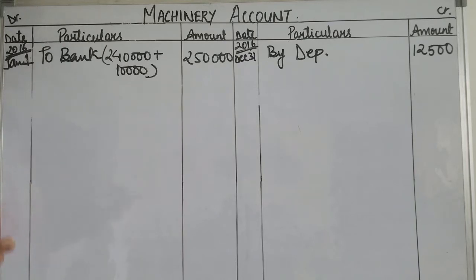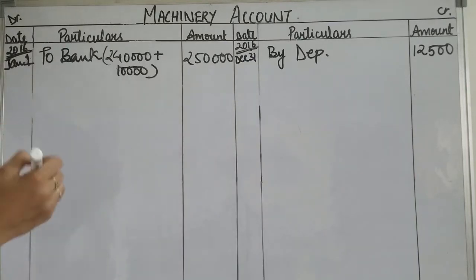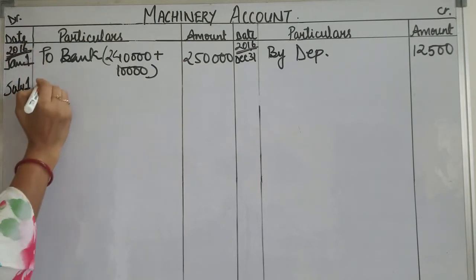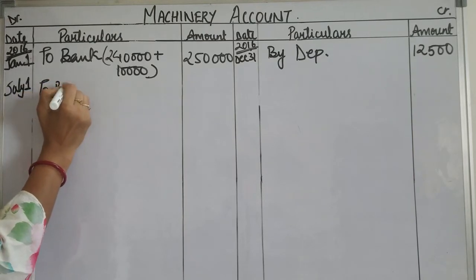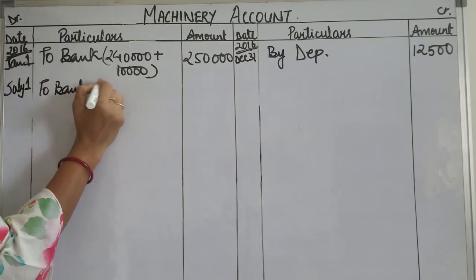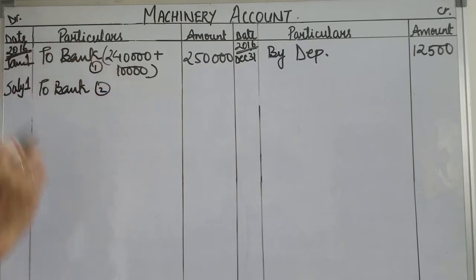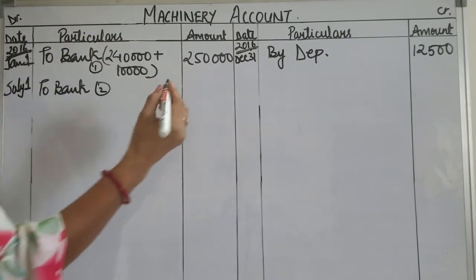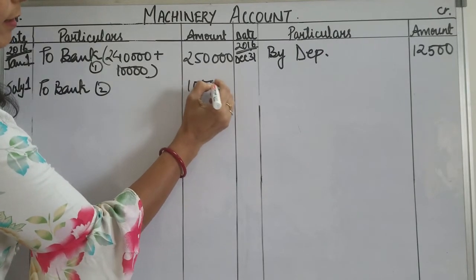Now it says that on 1st July 2016, again in the same year, they have purchased an additional machinery costing rupees 1 lakh. So we'll make the entry like July 1st, same calendar year 2016, to bank. Let's mark it machinery 2 and this is machinery 1. Okay. So to bank and the cost of machine is 1 lakh.